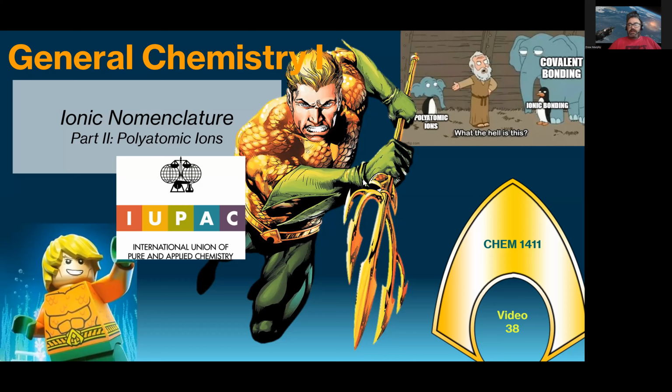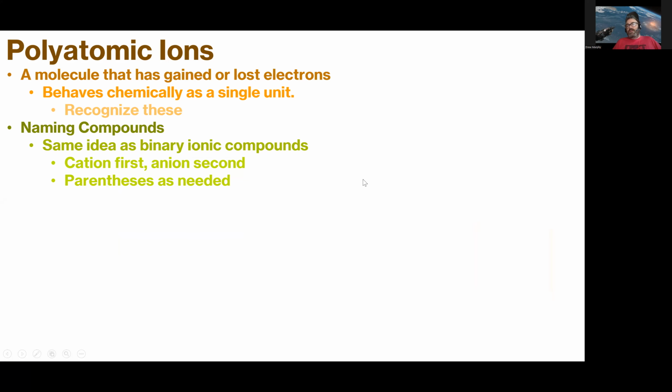Okay, so essentially, all the ionic stuff we've talked about so far has been a monatomic ion, meaning that it has a single atom involved with it. Polyatomic ions have more than one atom, right? That makes sense, I guess, based on the name. And we can think of this as just a molecule that has gained or lost some electrons.